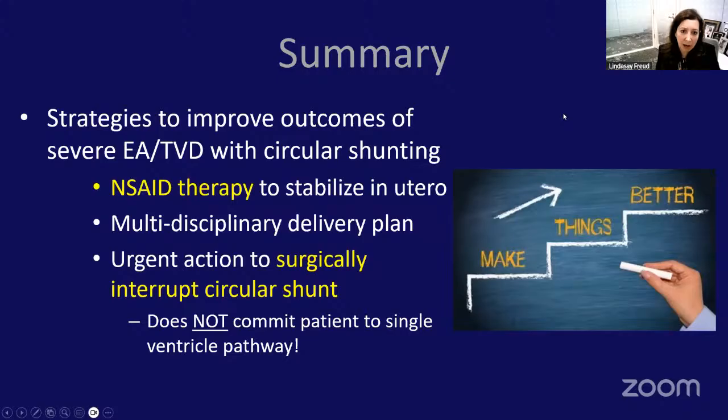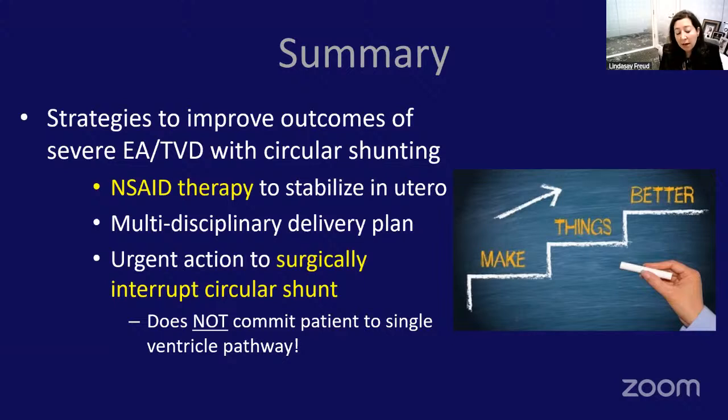So I want to summarize by saying that I think that we've learned a lot in the past 5 to 10 years about how to manage the most severe fetuses and neonates with Ebstein anomaly or tricuspid valve dysplasia and circular shunting. And of course, it's a stepwise approach. None of them are undertaken in isolation, but really for the sickest fetuses, with circular shunting, I would encourage the consideration of NSAID therapy to stabilize them in utero, coming together with the team in late gestation to develop a very comprehensive multidisciplinary delivery plan.